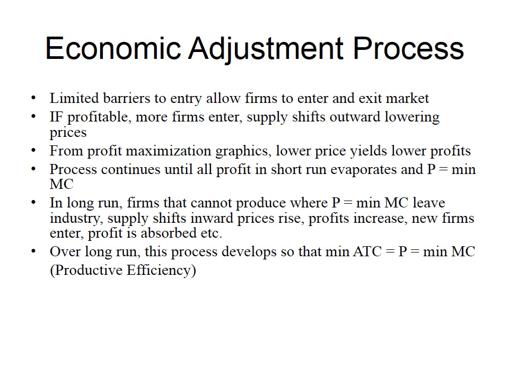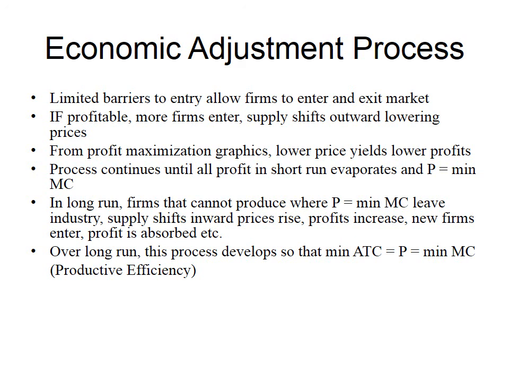So here again, just to recap, is this process. Limited barriers to entry allow firms to enter and exit the market. If it's profitable, more firms enter, supply shifts outward, and this lowers prices. And then from our profit maximization graphics, what we just looked at and discussed was that lower prices are going to yield lower profits. The process continues until all profit in the short run evaporates and P equals marginal cost, minimum marginal cost, I should say.